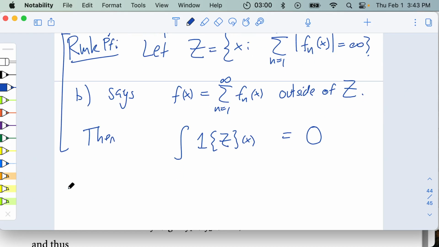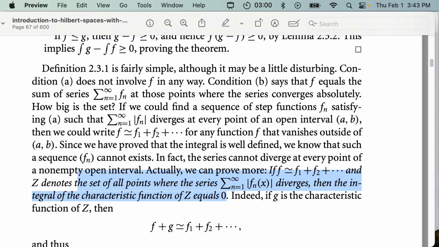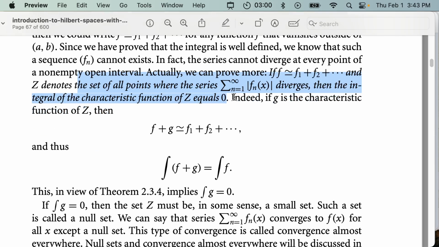Okay, and actually there was a proof of this, right? And the proof, let me just show you in the textbook because I think they prove it in the little paragraph that comes up. Let's do that. Okay. So here is their proof. Indeed, if g is the characteristic function of z, then f plus g is also equal to the sum. And so the integral of f plus g equals the integral of f. And this implies the integral of g equals 0.